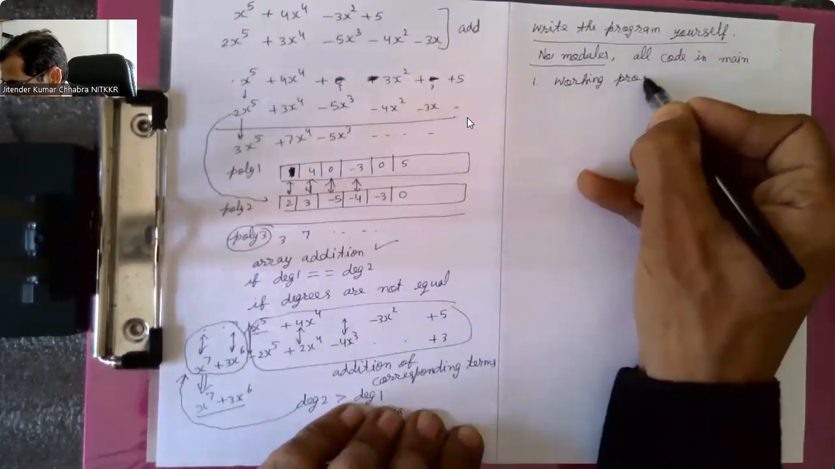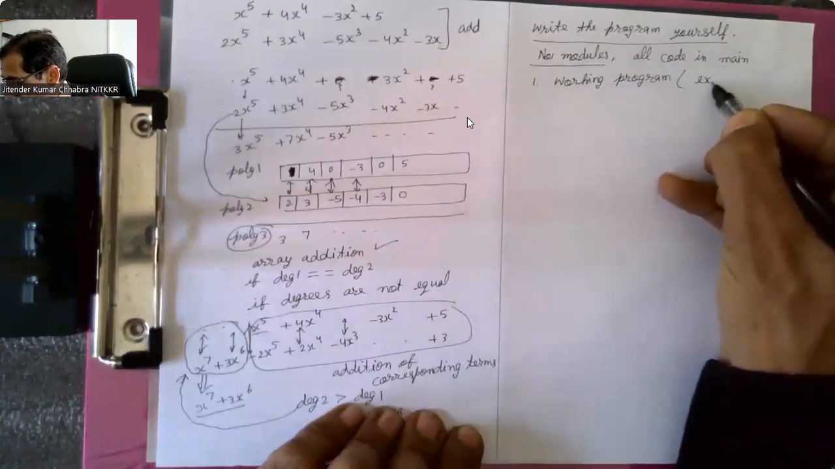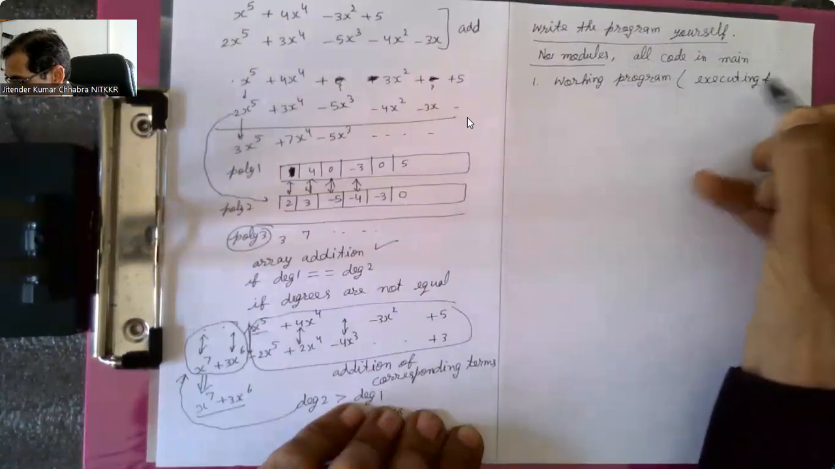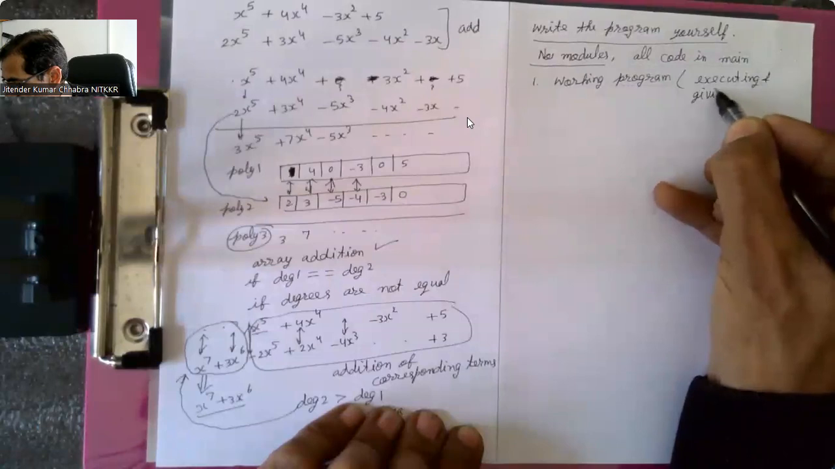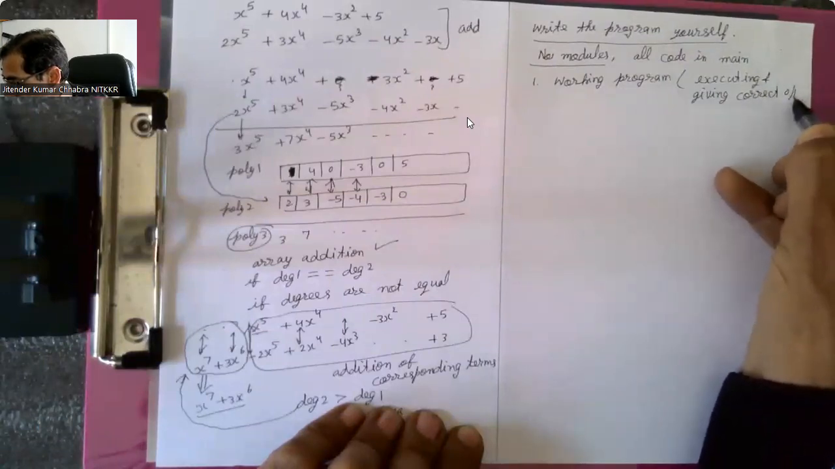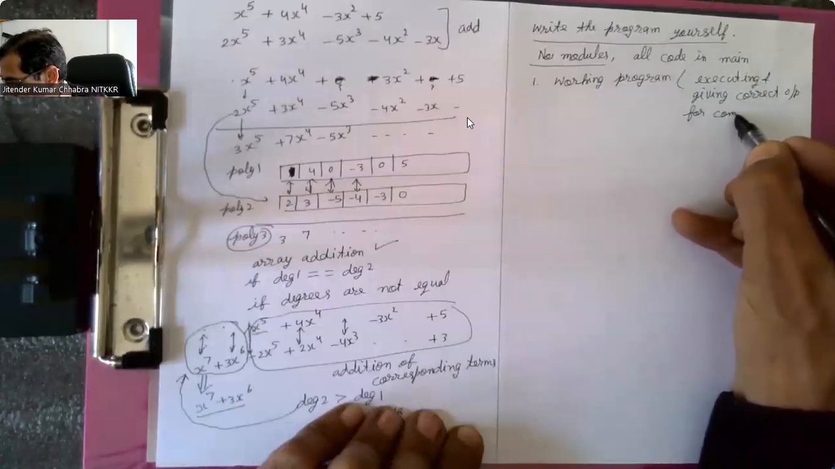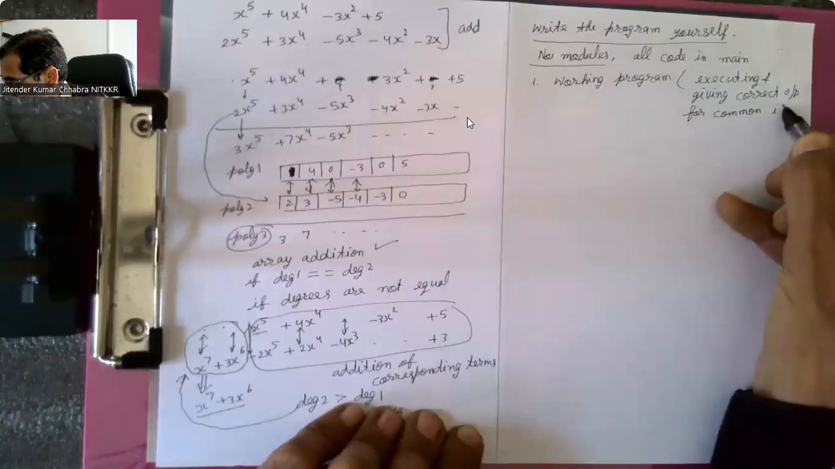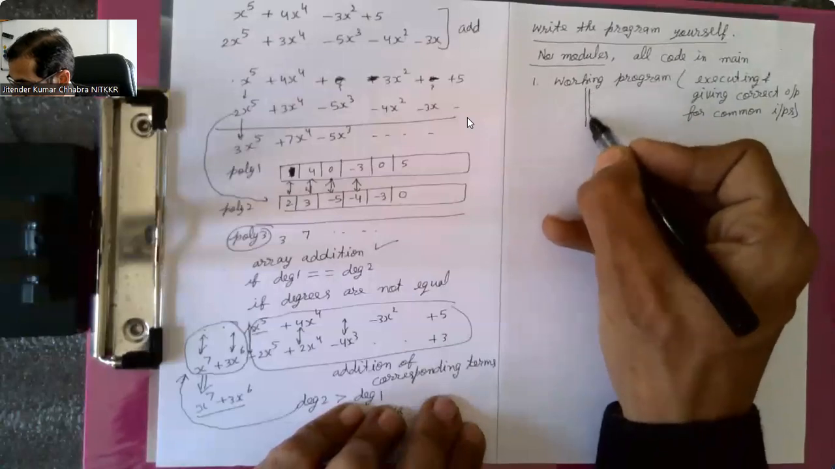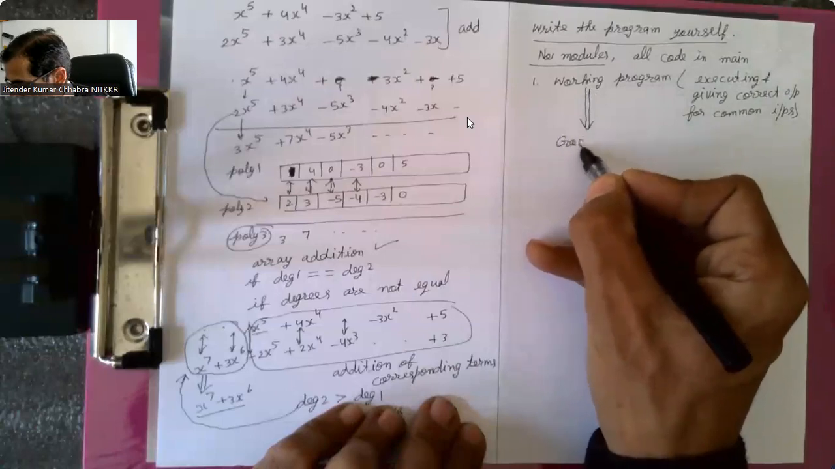Working program means your program should execute and give output for common inputs at least, giving correct output for common inputs, normal inputs or commonly used inputs. Once that works well, then your attempt should be to convert this program to a good quality program.